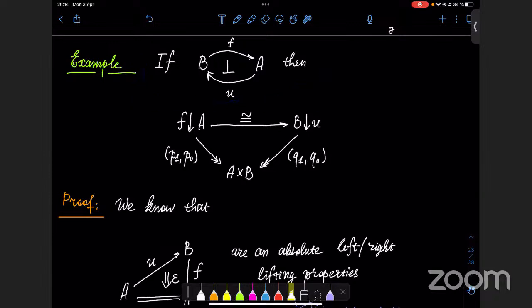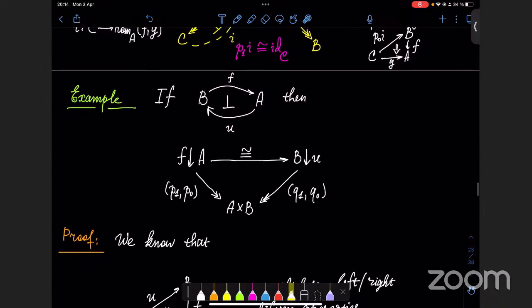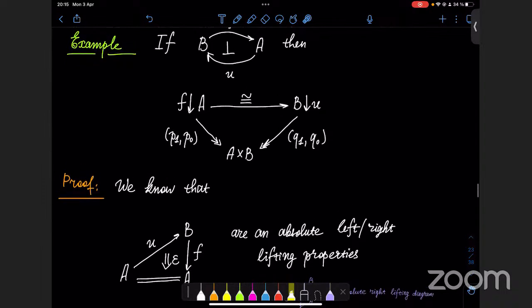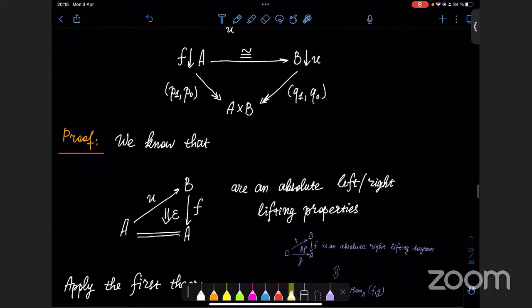Suppose that we are given the following adjunction. Then we should verify that this adjunction translates to the following isomorphism of comma objects. But it is straightforward from the previous theorem. So we know that the notion of adjunction can be encoded by the right or left Lifton diagrams.